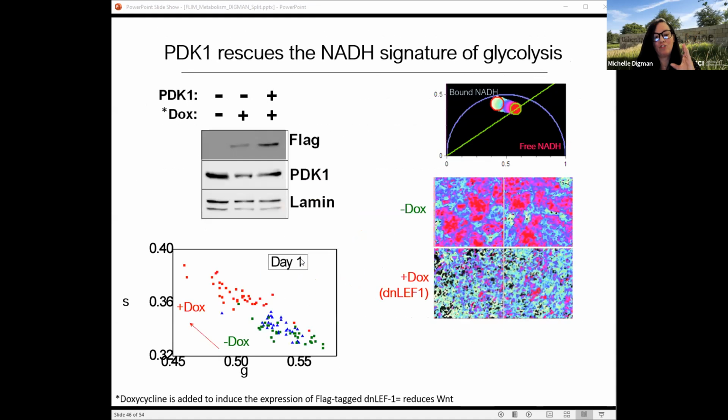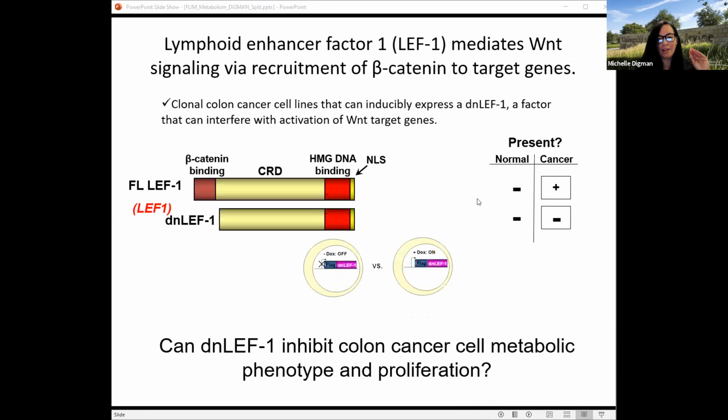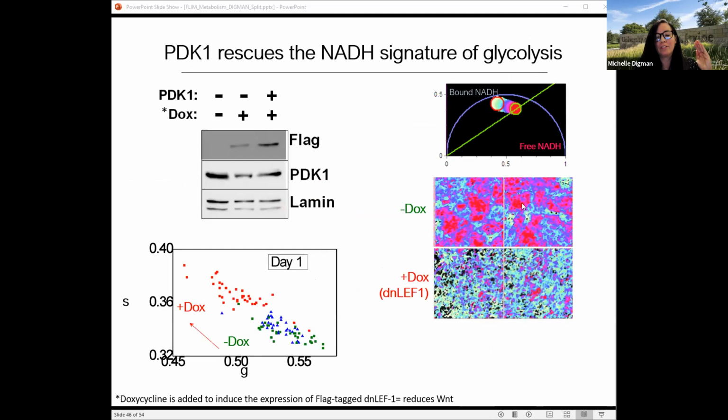So they have these transgenic mice. I don't have time to go into that, but what's really important here is the data. So if you don't express the dominant negative, meaning the inhibitor of PDK1, you could see the cells are highly glycolytic. There's more free NADH. Now you add DOX to express the dominant negative LEF, which inhibits PDK1 expression. And now you see that the cells go from glycolysis to OXPHOS. So you've switched the metabolism in these cancer cells to more oxidative phosphorylation.